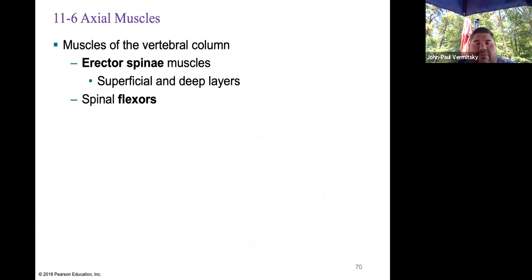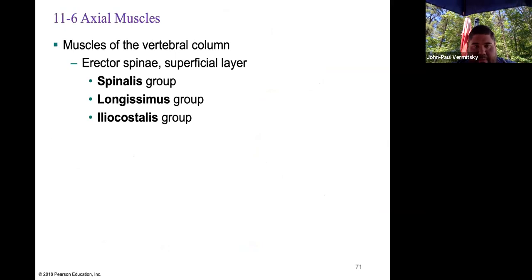The muscles of the vertebral column, you have your erector spinae muscles. These are going to be both superficial and deep layers. And then you have your spinal flexors. The erector spinae is going to allow for extension of the spine, okay, versus spinal flexors, which will flex the spine. So your erector spinae group will include the spinalis, longissimus, and iliocostalis groups. You should know that those three groups make up the erector spinae muscles.